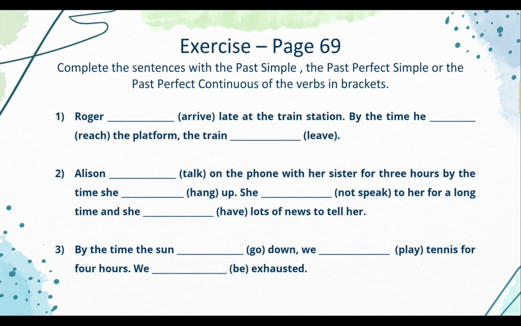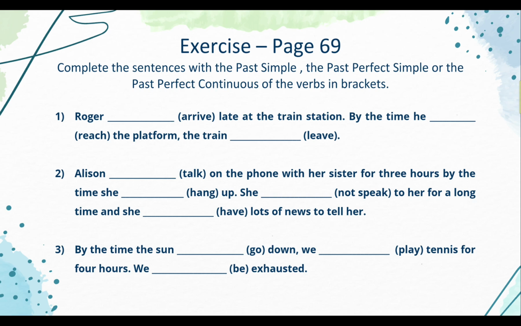Now, let's look at the exercises. You can find the exercise on page 69 of your textbook. You have to complete the sentences with the past simple, the past perfect simple, or the past perfect continuous of the verbs in brackets. The tip for this exercise is you have to identify, does this sentence have two actions? Adakah ayat ini mempunyai dua action? Or does it have only one action?